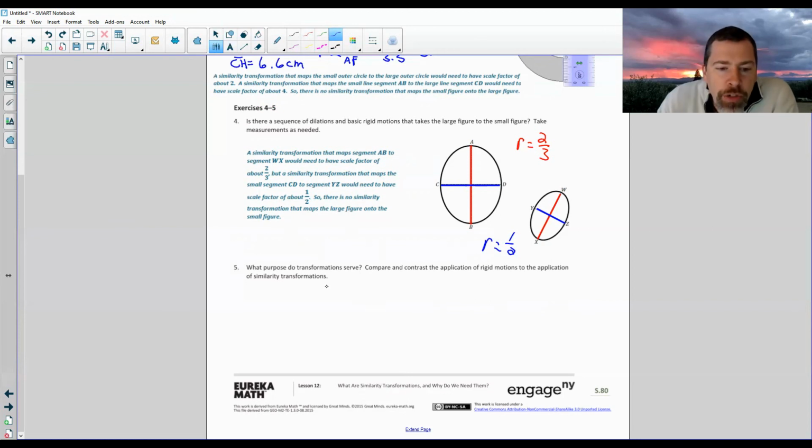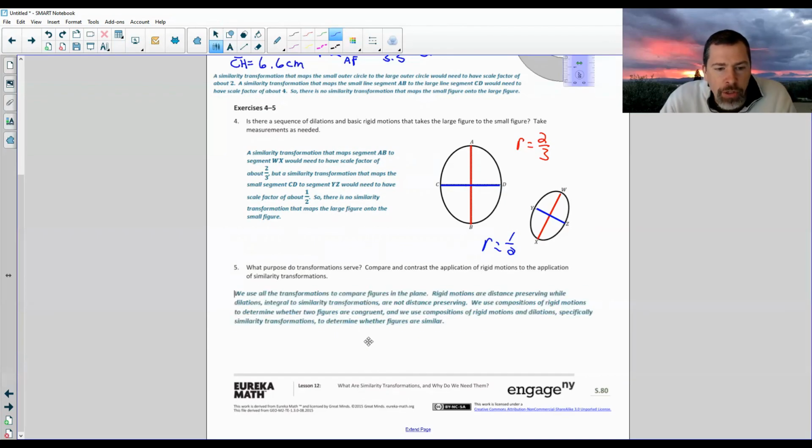Okay, done. Number 5, what purpose do transformations serve? Compare and contrast the application of rigid motions to the application of similarity transformations. So let's wrap this up. We use all the transformations to compare figures in the plane. Rigid motions are distance preserving, while dilations, integral to similarity transformations, are not distance preserving. We use compositions of rigid motions to determine whether two figures are congruent, and we use compositions of rigid motions and dilations, specifically similarity transformations, to determine whether figures are similar.